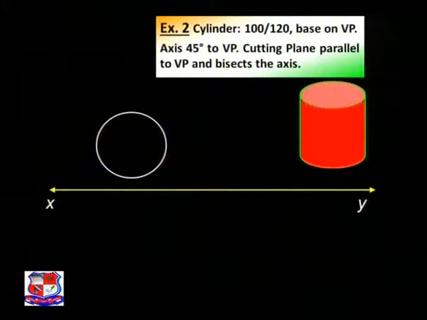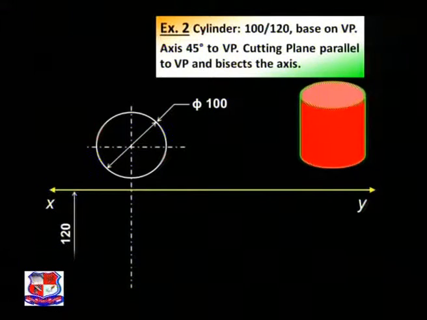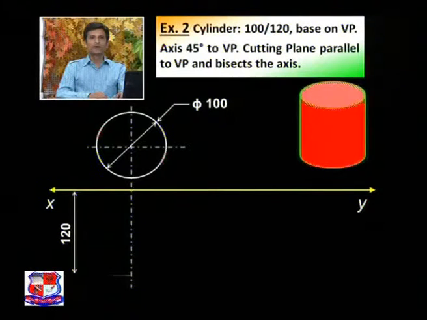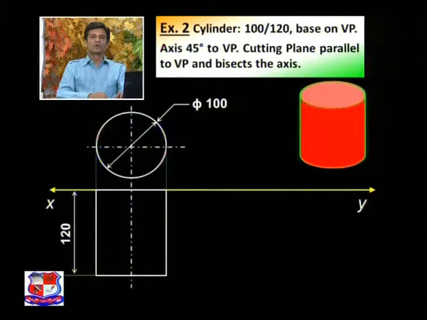So if you look from the front, for the front view, the VP is above the XY line. Insert the dimension 100 and draw the axis of this solid, and at a distance of 120 mm from the XY line mark a point on the axis, take projections from the end points of this circle and draw a rectangle below the XY line. The width of this rectangle is 100 mm and the height is 120 mm. That is the height of this cylinder.